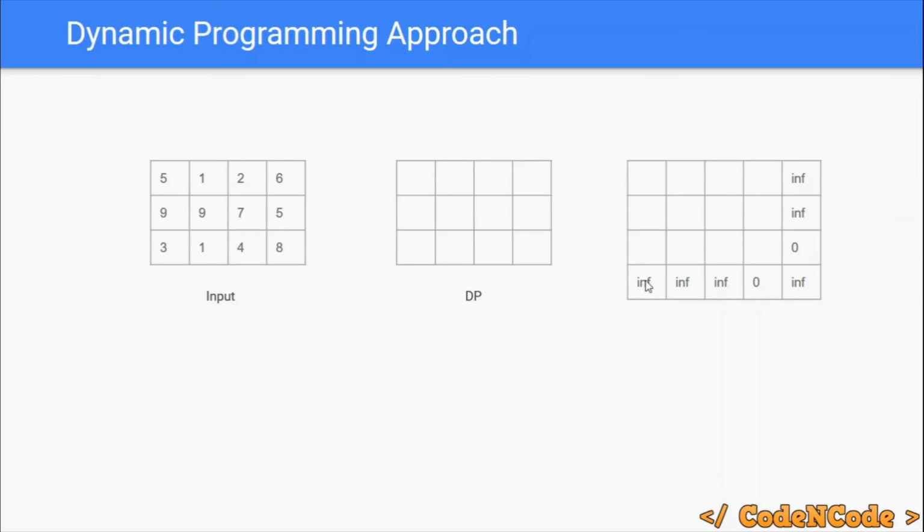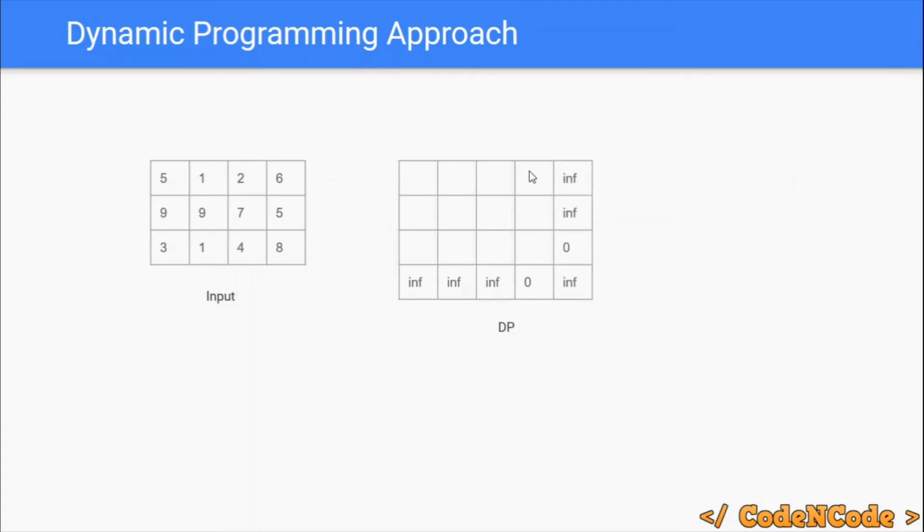Now all of the values which are below and on the right, the lowermost row and the rightmost column, we would fill with infinity, except those cells which are directly right of the destination and directly below the destination. Those two cells we fill with 0, the rest we fill with infinity. And this is the table we are going to fill in a sophisticated manner.